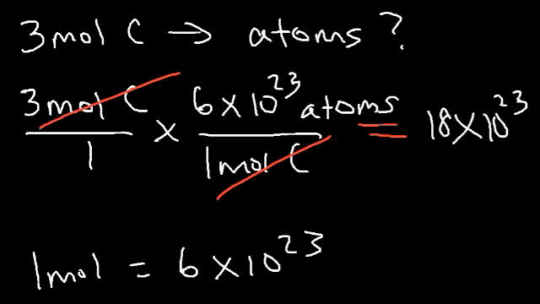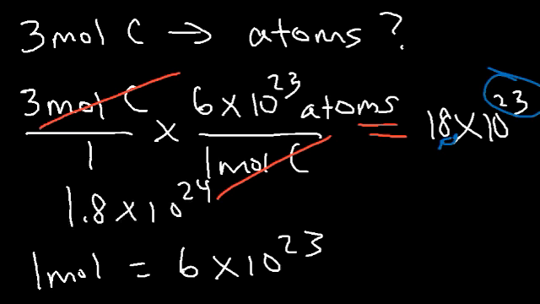Now, to put it in proper scientific notation, we need a number between 1 and 10. 18 is greater than 10. So let's move the decimal 1 unit to the left. Anytime you move the decimal 1 unit to the left, the exponent needs to go up by 1. So you have to add 1 to 23. So it's 1.8 times 10 to the 24 atoms of carbon.